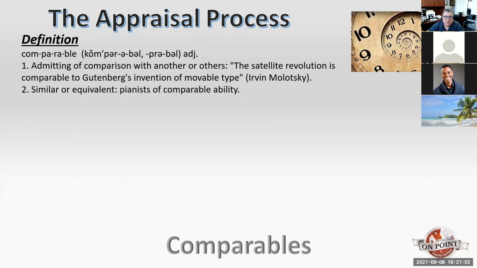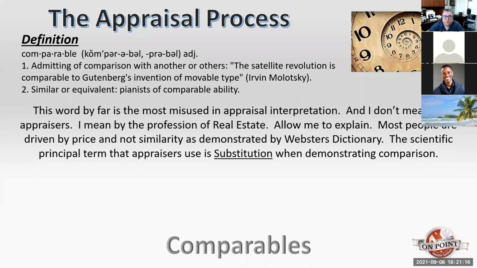Admitting of comparison with another or others. The satellite revolution is comparable to, which is an example, Gutenberg's invention of movable type, right? Similar or equivalent, right? The word by far is the most misused in appraisal interpretation. And I don't mean by appraisers, I mean by the profession of real estate. Allow me to explain. Most people are driven by price and not similarity, as demonstrated by Webster's dictionary. The scientific principle term that appraisers use is substitution when demonstrating comparison.